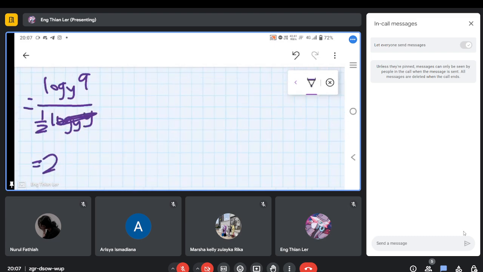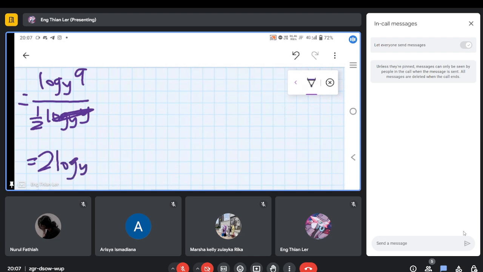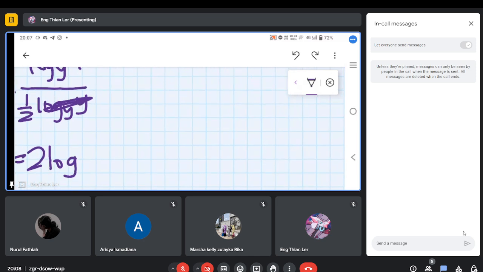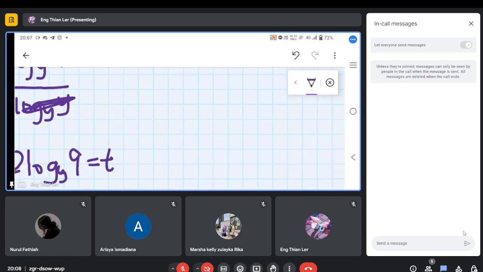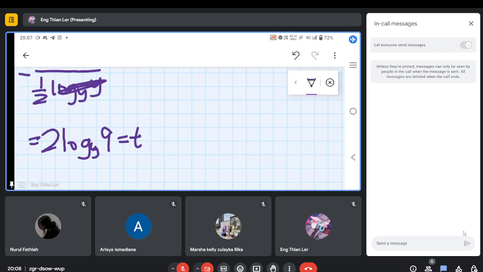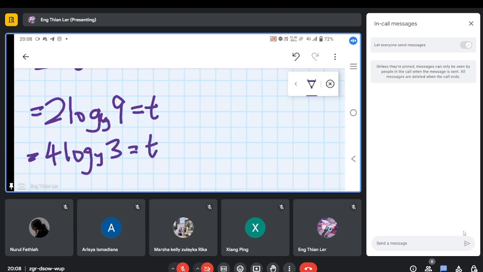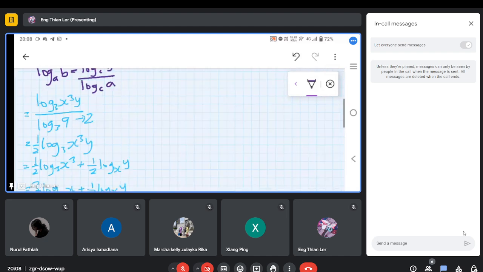So we got 2 log 9 base y equal to t. And the 9 is also some power of 3, so we can write this as 3 squared. If we bring the 2 in front, we will get 4. So this will be equal to 4 log 3 base y equal to t. So what can we do? Let's look at the old question again.